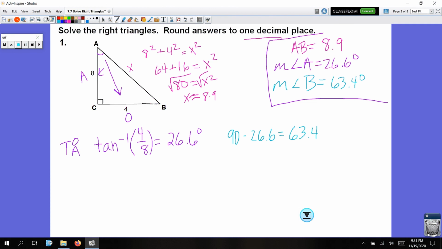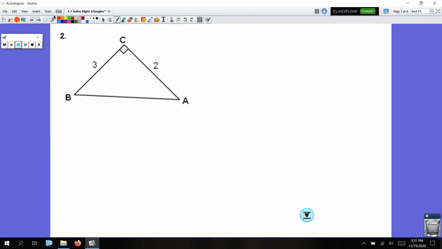All right, let's check out another example. Here again, I'm missing the hypotenuse, so I'm just going to make it C this time. So C squared equals 3 squared plus 2 squared, right?